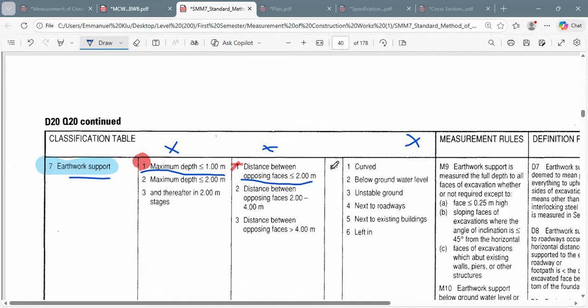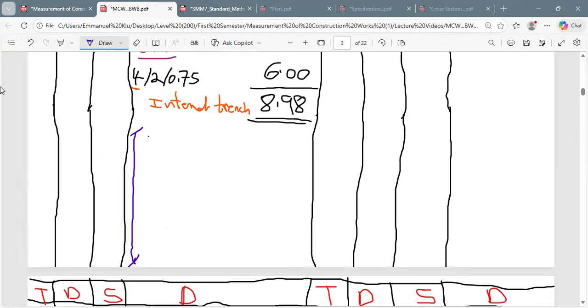So earthwork support is measured in what? Meter square. That is what they have put over here. They are trying to tell you that it's measured in area. That is why I said you have to learn how to use the SMM7. To be a good quantity surveyor, you need the SMM7.